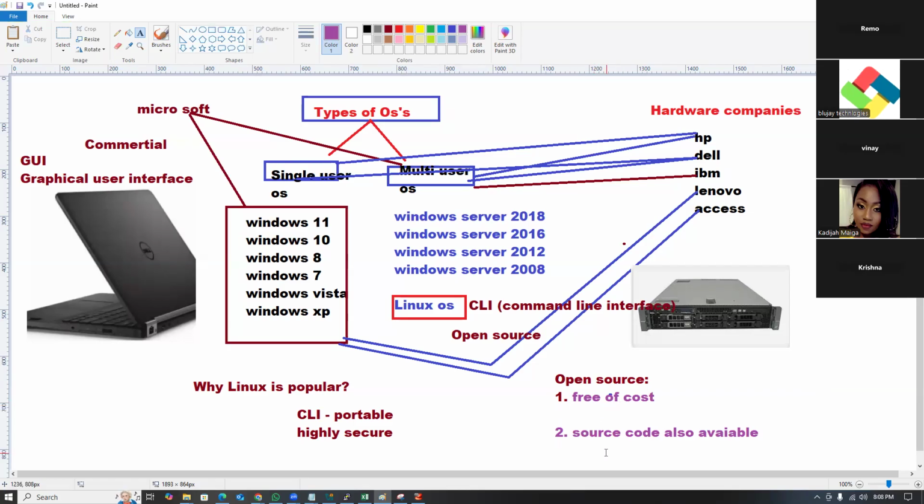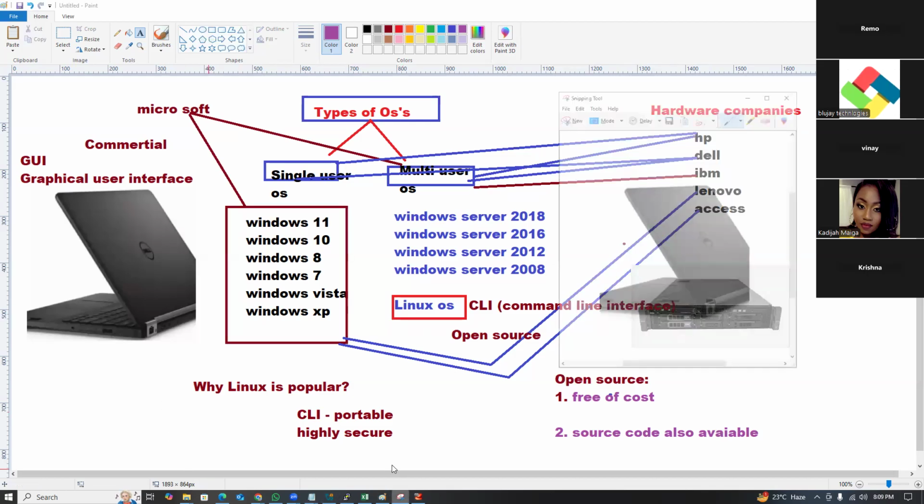What is source code? Whenever they developed the Linux OS, right, Linux OS is software developed in the C++ language. That code is also available freely. If you have the code, it will be easy to modify whatever you want. You can customize it on your own. Now you understood Linux is a CLI, and Linux is a multi-user operating system.